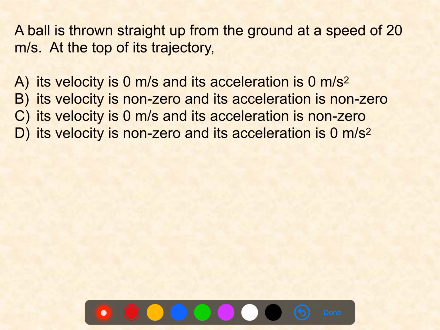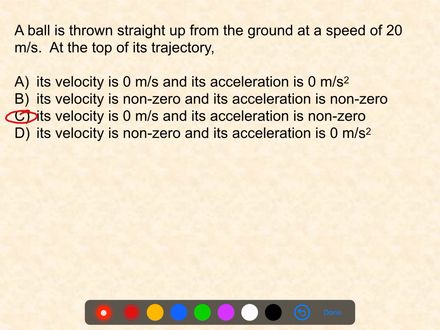All right, so let's consider another case in which we throw a ball upward with an initial speed of 20 meters per second. What we want to know is what's happening at the top of its trajectory. So go ahead and pause it if you would like so that you can think about this. And when you've returned, hopefully you've been able to conclude that the correct answer is C here.